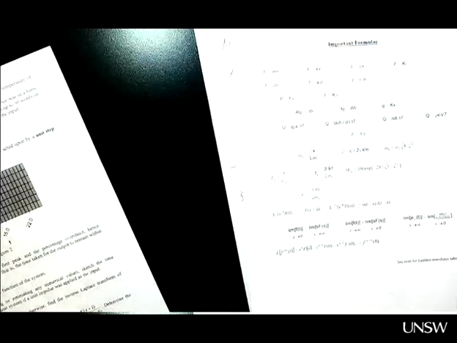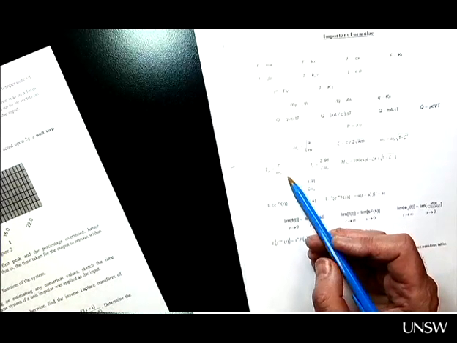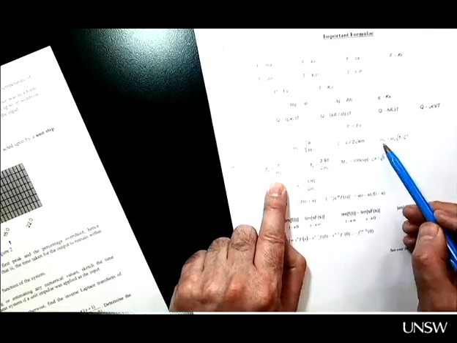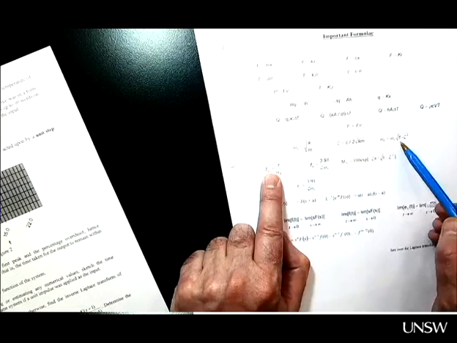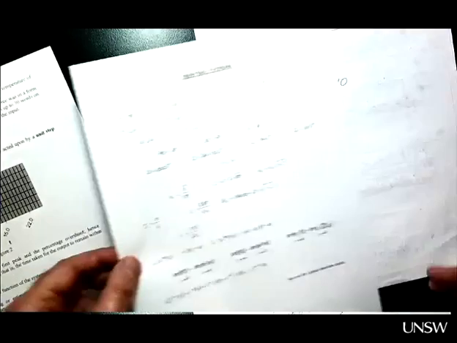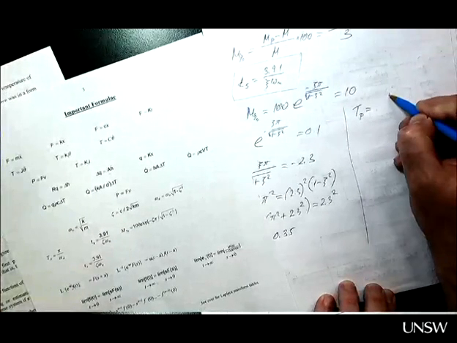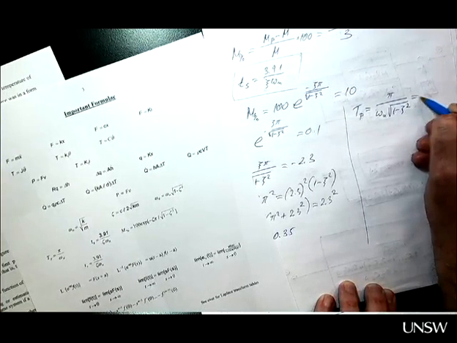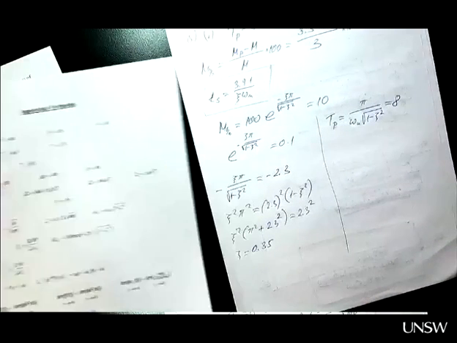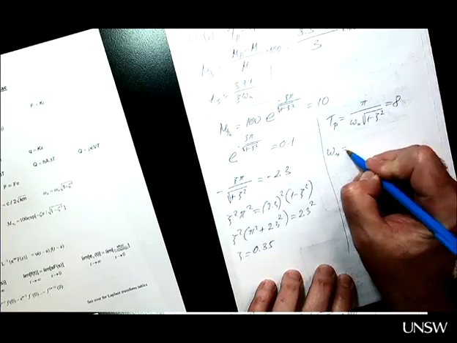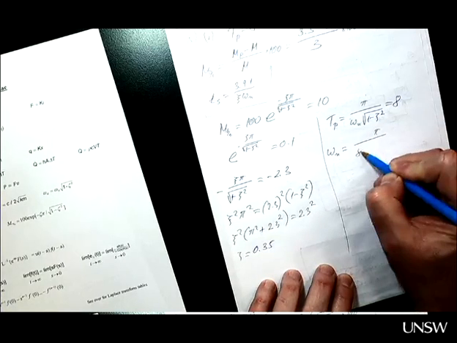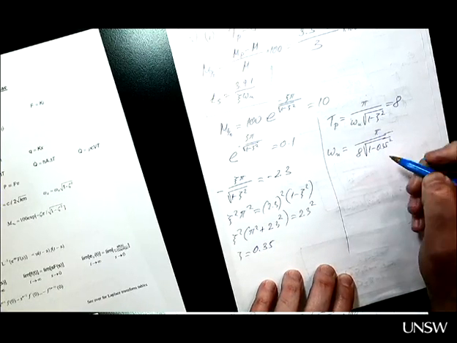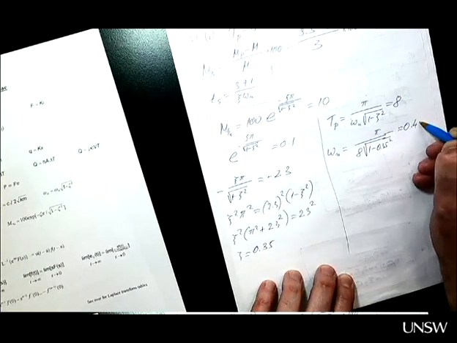Time to the first peak is given a little bit indirectly. It's pi over omega d. Omega d is the damped frequency, but it's given here. So actually Tp equals pi over omega n square root of 1 minus psi squared, which is equal to 8. From there, we find omega n to be equal to pi over 8 square root of 1 minus 0.35 squared, which is, again, according to my calculations, 0.42 radians per second.